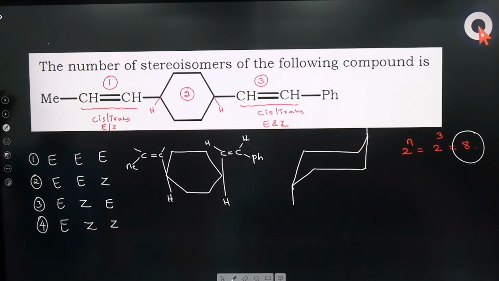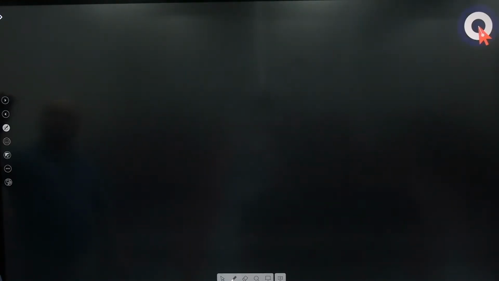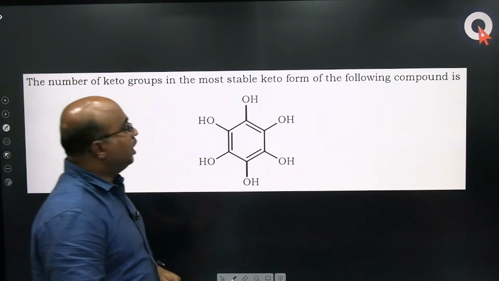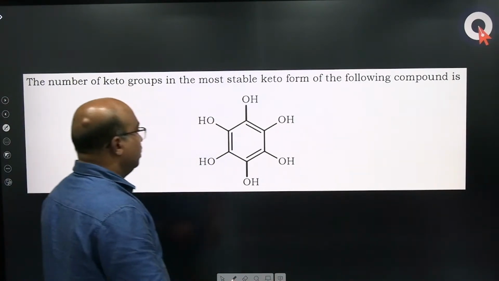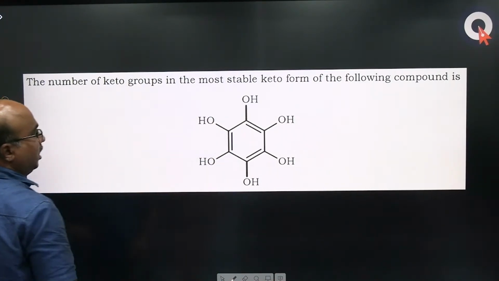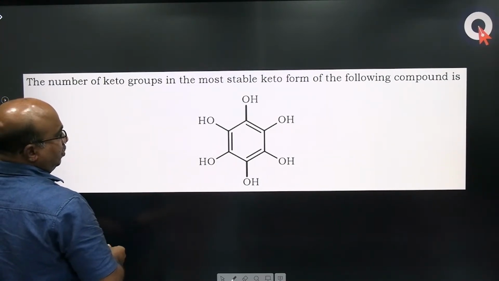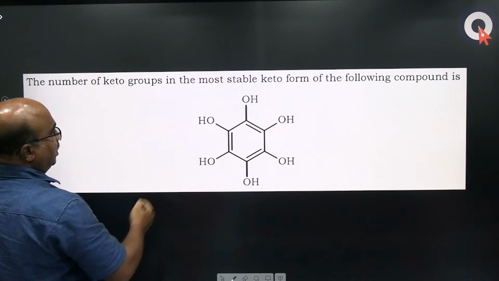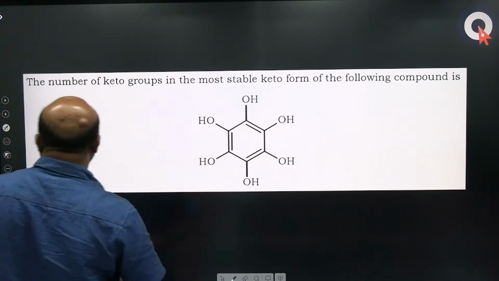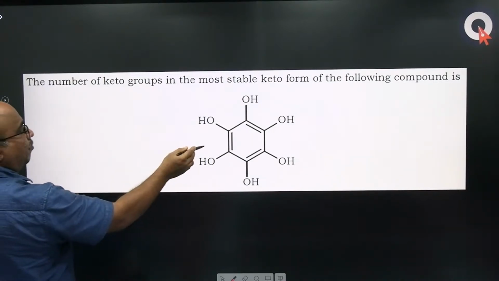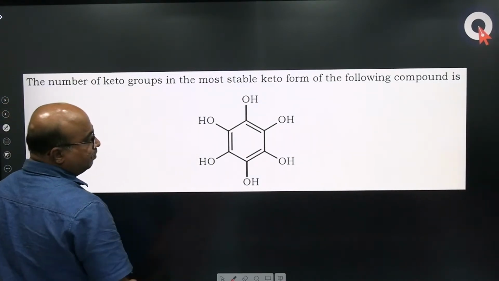Now coming to the next question. The number of keto groups in the stable keto form of the following. So all these OH groups are completely having the interactions, in the plane completely, but instead of these OH interactions, you can have the stable keto form for this. What you can see?